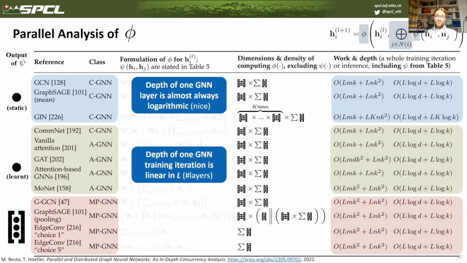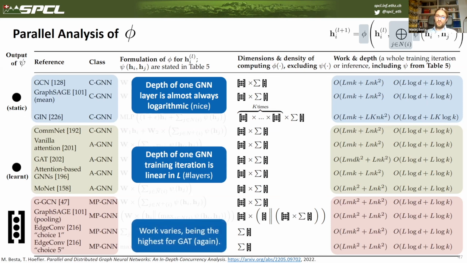On the other hand, the depth of one whole GNN training iteration is usually linear in the number of GNN layers, right? So that's something we can't easily avoid. We will always have this number of GNN layers that we need to provide and interleave with our nonlinearities, which is why we can't really easily alleviate this, but we'll take a look a bit later how we can actually do it as well.